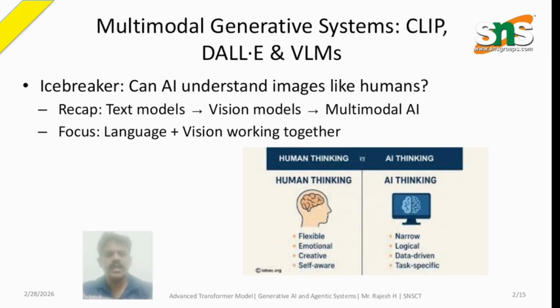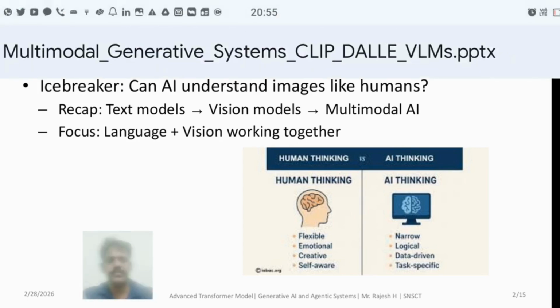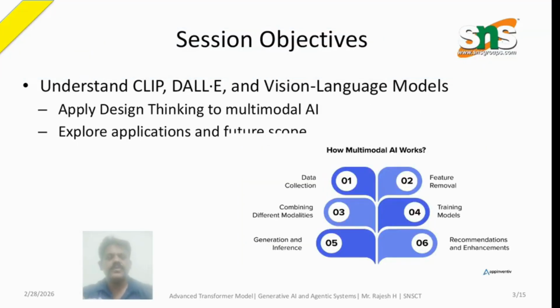So here the focus is how language plus vision work together. Vision models work on videos and images. When it comes to multimodal AI, it extracts information not only from text, but also from images and videos. The objective of this session is to understand CLIP, Contrastive Language-Image Pre-training, and DALL-E and vision language models, and how they work. When we apply design thinking to multimodal AI, we can explore various applications, and it has a long future scope.